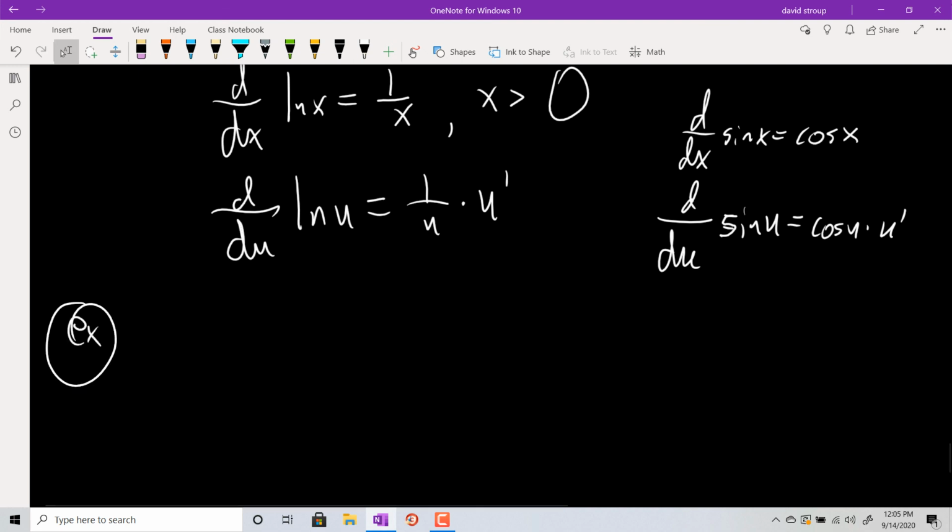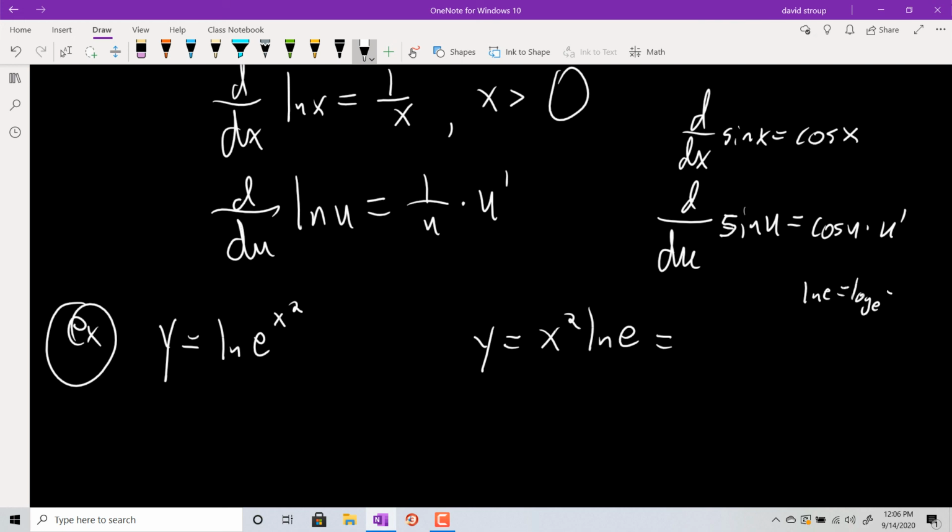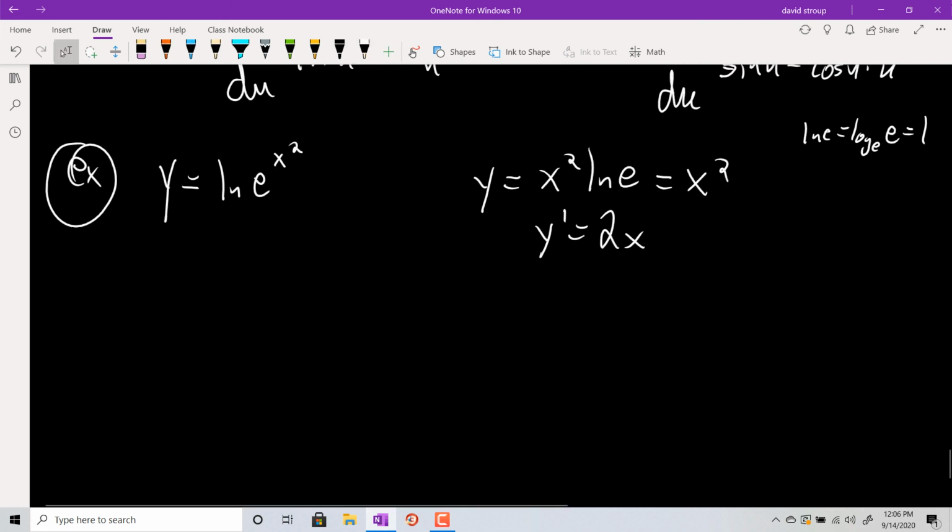So an example, we have y equals the ln of e to the x squared. Certainly we could just use our properties of logs. This would be equivalent to saying x squared ln e, and then using the definition of the natural log, the natural log of e is equal to log base e of e. So you're asking e to what power equals e? It's just 1. So this is just x squared, and its derivative is 2x. Okay, that's not what the book wants, clearly. They want you to apply the chain rule with the derivative of logarithm rule.